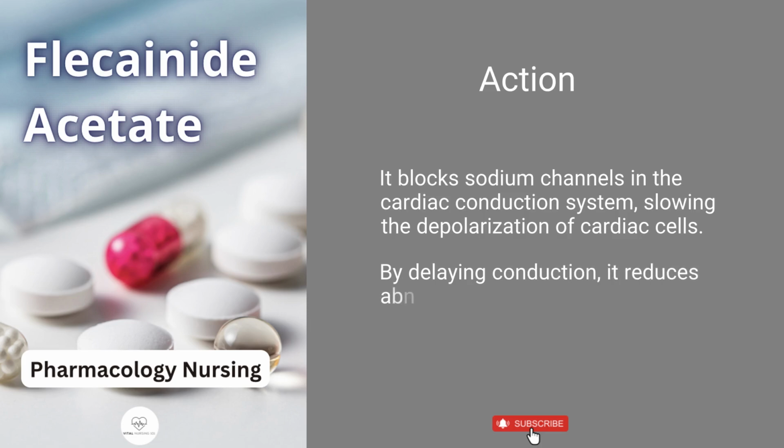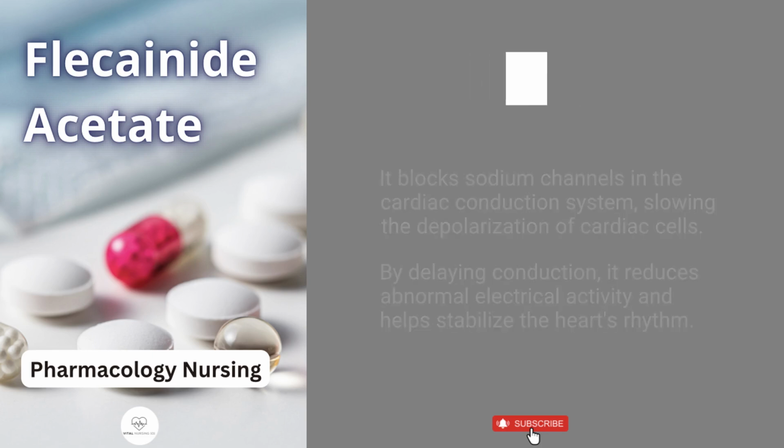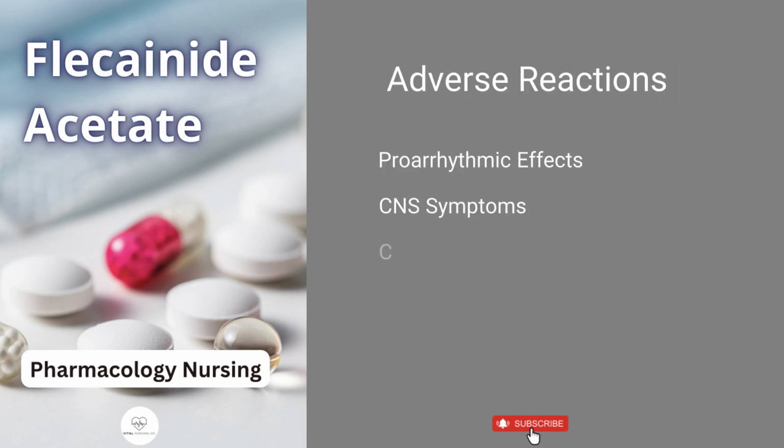Alright, moving along, let's now learn about the action of Flecainide Acetate and how it works. Note that Flecainide is classified as a Class 1C antiarrhythmic, and here's how it works. It blocks sodium channels in the cardiac conduction system, slowing the depolarization of cardiac cells. By delaying conduction, it reduces abnormal electrical activity and helps stabilize the heart's rhythm. Important to know, while effective, it can prolong the QRS complex, indicating slowed conduction.